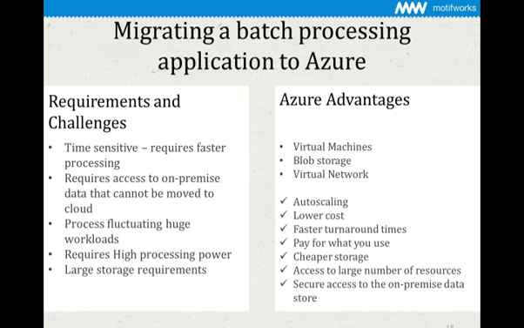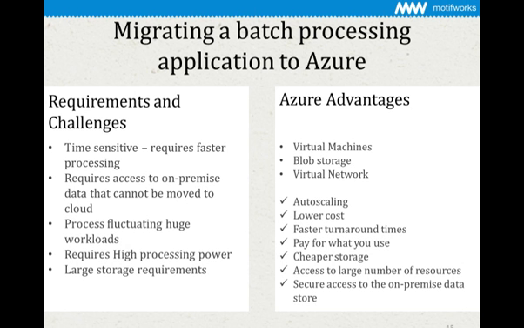So looking at another example of how you can migrate a batch processing application to Azure. Let's say you have a batch processing application, a process that is running on your application server or your backend servers, which is time sensitive. It has to finish by 4 a.m. It can only start after 12 midnight when you get some data from some of your third parties. So it requires faster processing time.